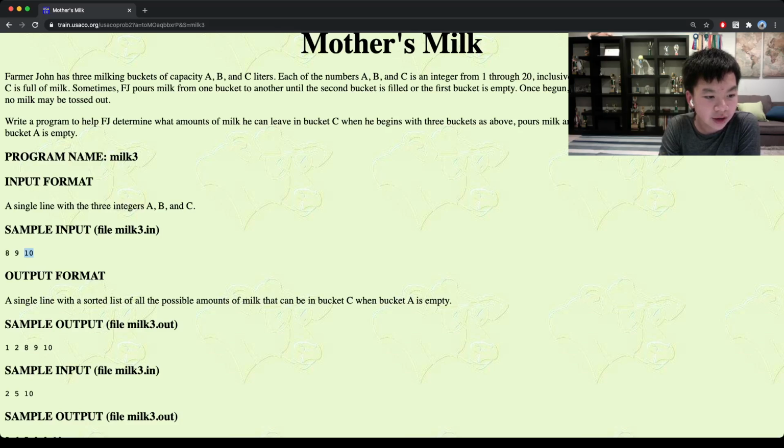The values are 1, 2, 8, 9, and 10, because each of these can be a possible value in bucket C when bucket A is empty. For example, initially, since buckets A and B have 0 and bucket C has 10, then 10 would be an answer because bucket A is empty. 1 would be a valid answer because if bucket C first poured 9 units into bucket B, then bucket A would be empty and bucket C would have 1.